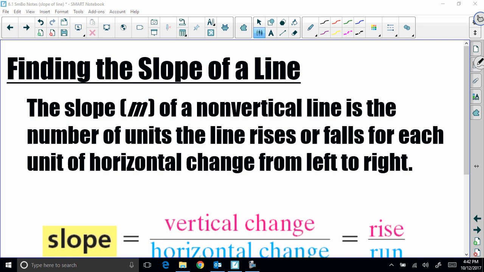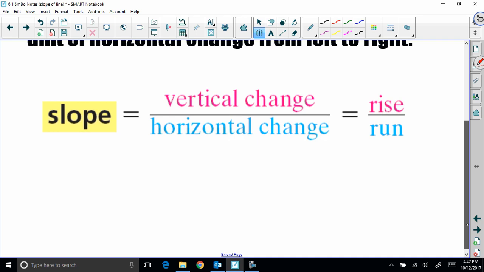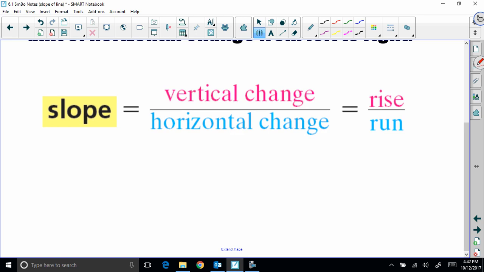So one thing to point out is the variable we're going to use for slope is m. So from here on out, every time we use the lowercase letter m, we are referring to slope. And this is the definition of slope. It's the vertical change over horizontal change, or in other words, rise over run.